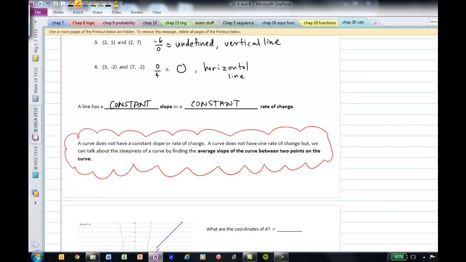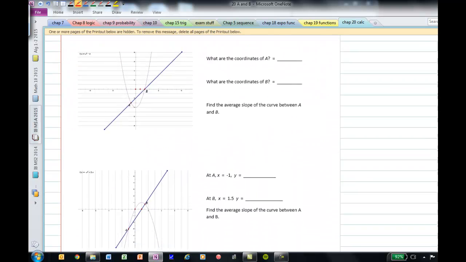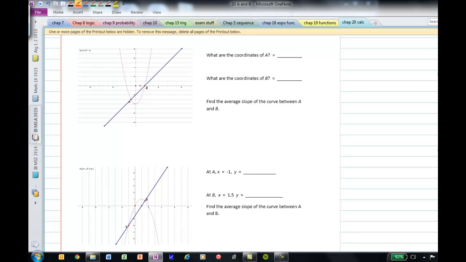So go ahead and turn to the next page, figure out the coordinates for A and B, and then find the slope, and then do the rest of the problems too. So go ahead and pause here to answer those questions.